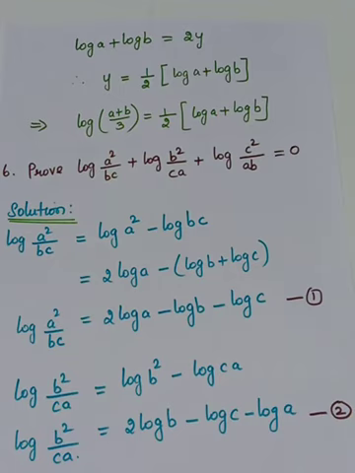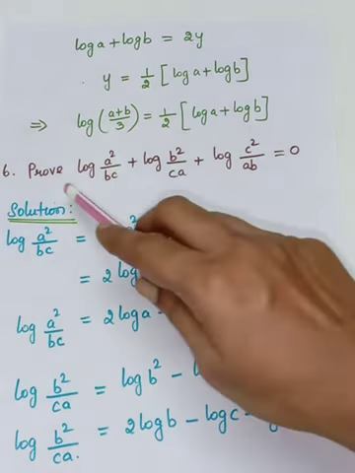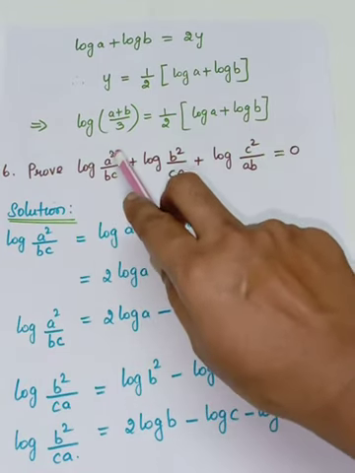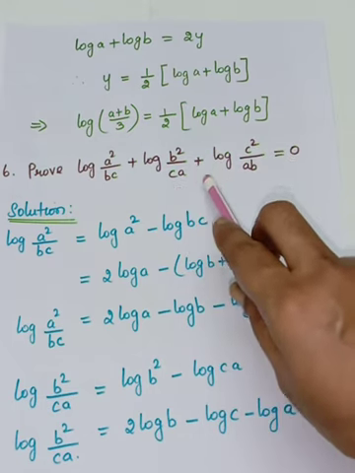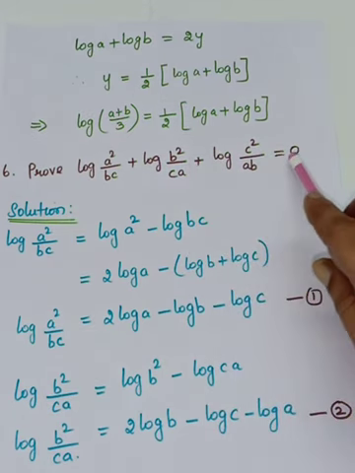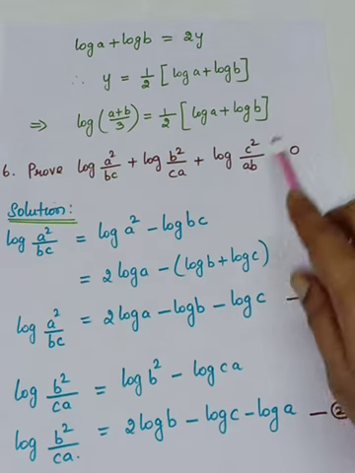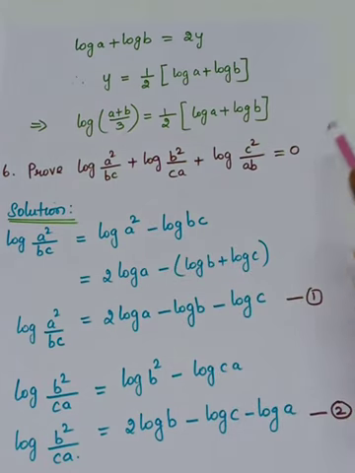Come to the problem number 6. It is very simple. Prove log a squared by bc plus log b squared by ca plus log c squared by ab is equal to 0. So we have to prove the left hand side is equal to 0.